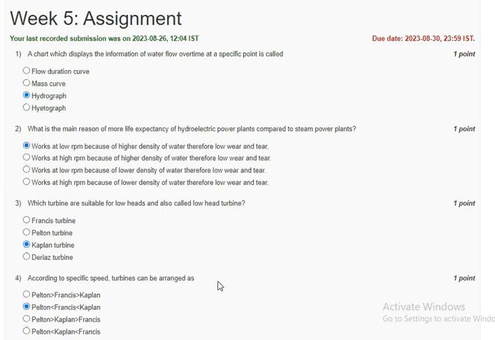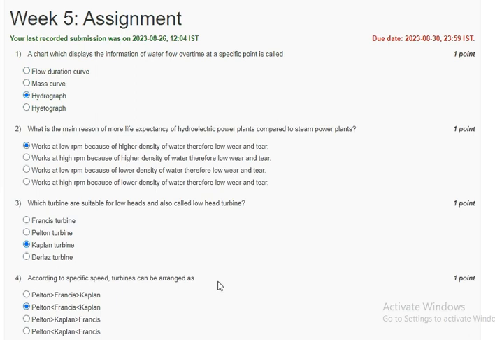So today we are discussing the solution of assignment 5 of NPTEL. Subject name is Power Plant Engineering. The last date of submission of this assignment is the 30th August 2023. So let's discuss the assignment.